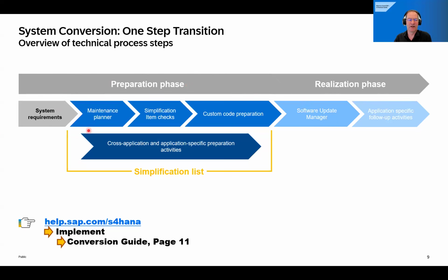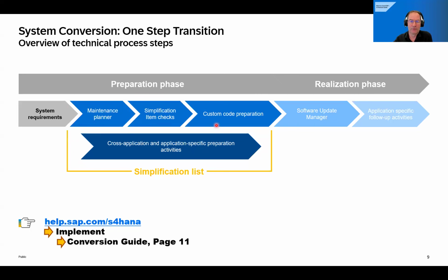In the preparation phase, things like system requirements are important. That includes, for example, that the source system has to be ERP 6.0 with or without enhancement packages, things like this. And in this session, we'll have a short look at the Maintenance Planner, and the role of this well-known tool in the context of a conversion. The simplification items already mentioned have checks to be considered. Custom code is important. If the data model changes, your own coding will have to be adapted.